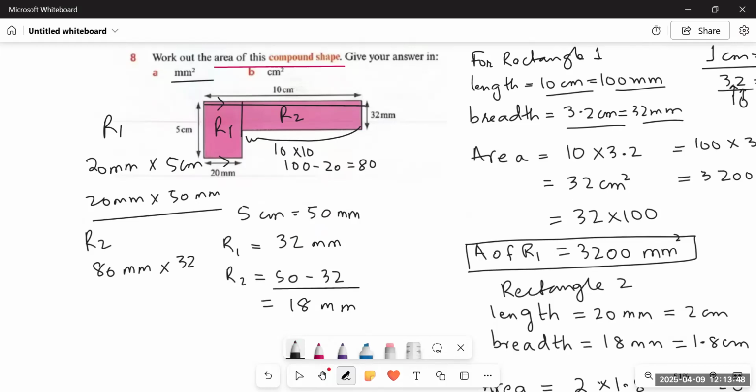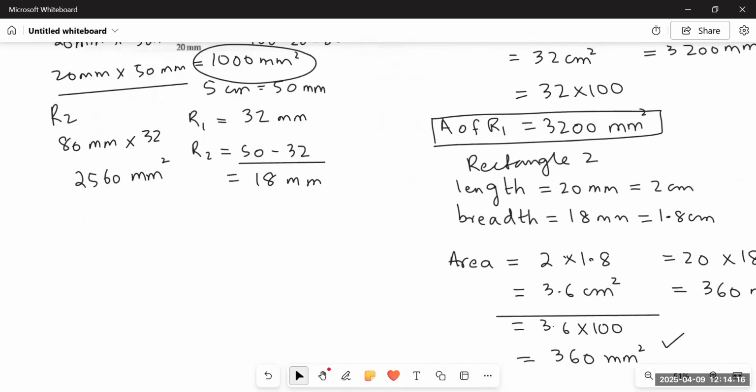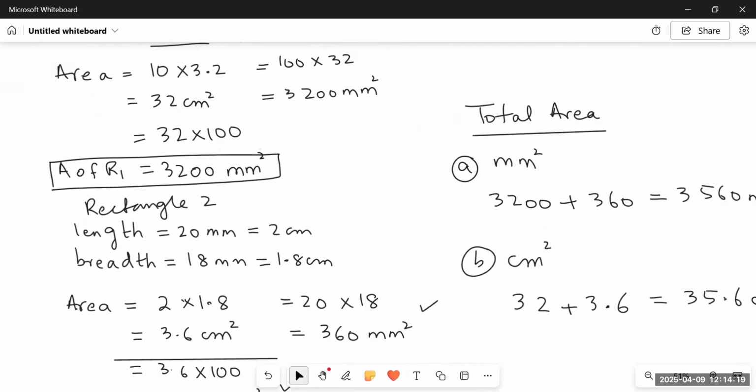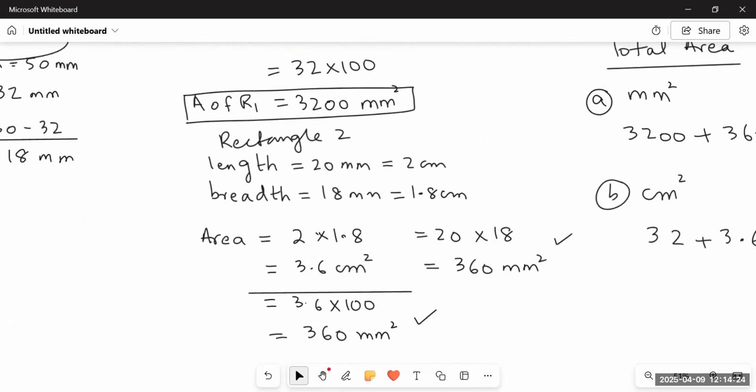So what are we going to do? We will multiply 20 by 50, which is 1000 millimeters square, and 80 multiplied by 32 is equal to 2560 millimeters square. When we add them, the answer will again be 3560, which is the same that we got over here. And if we divide it by 100, the answer would be 35.6 centimeter square.